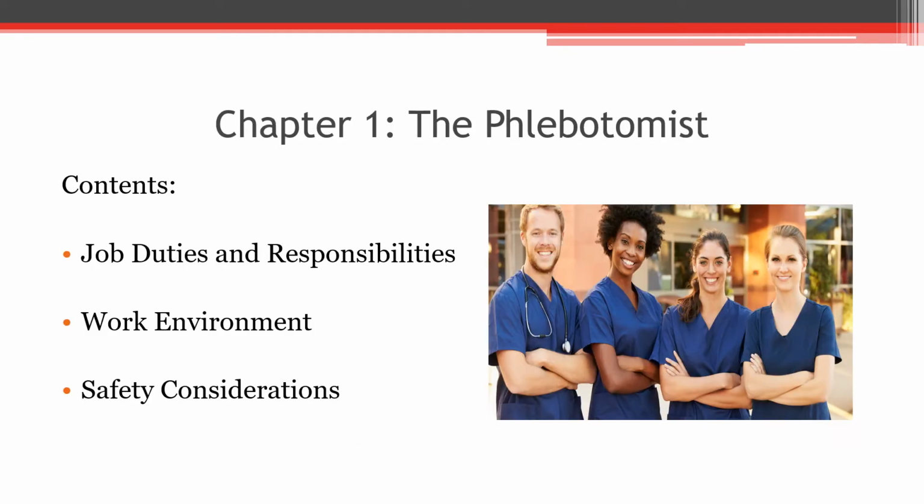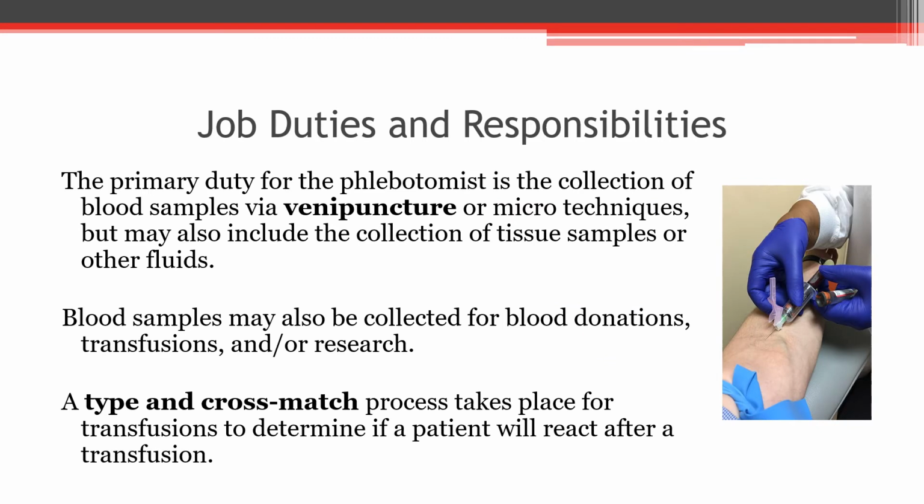First chapter, Chapter 1, The Phlebotomist. Contents in this chapter are: job duties and responsibilities, work environment, safety considerations. Job duties and responsibilities. The primary duty for the phlebotomist is the collection of blood samples via venipuncture or micro techniques, but may also include the collection of tissue samples or other fluids.